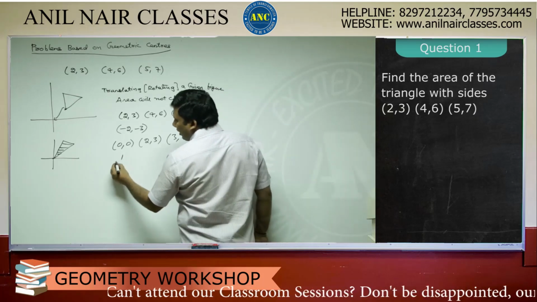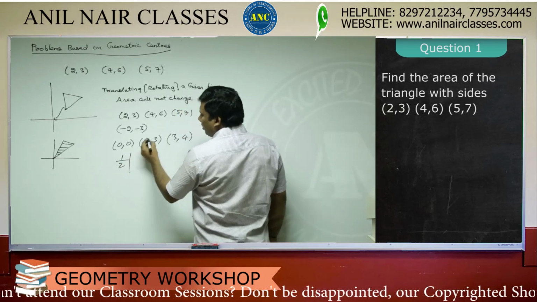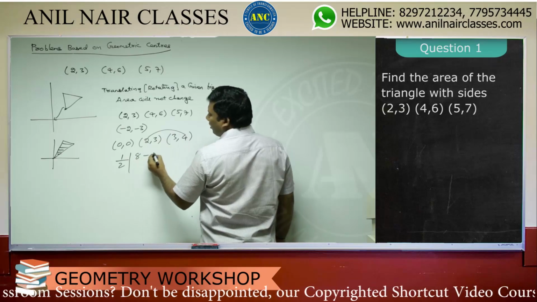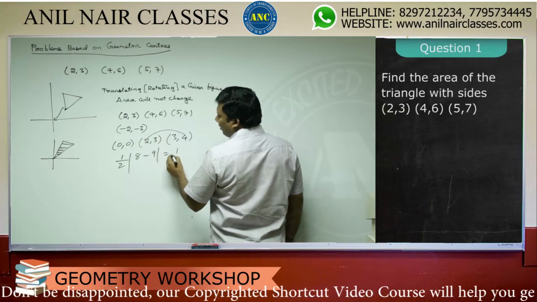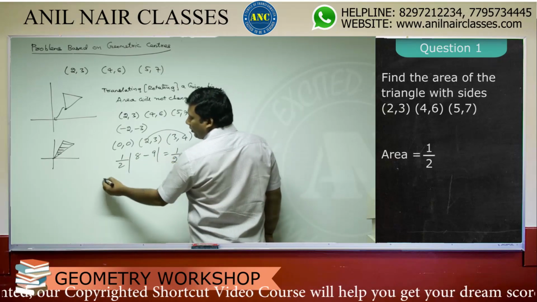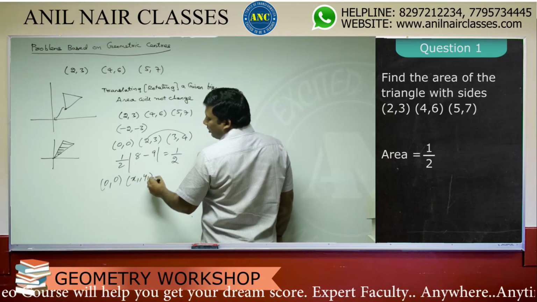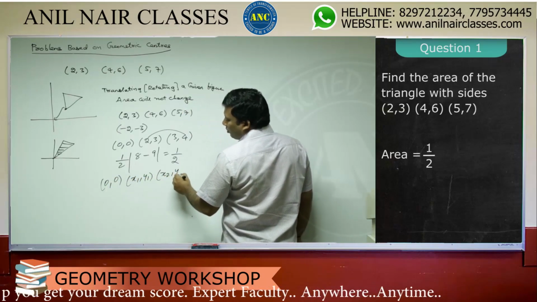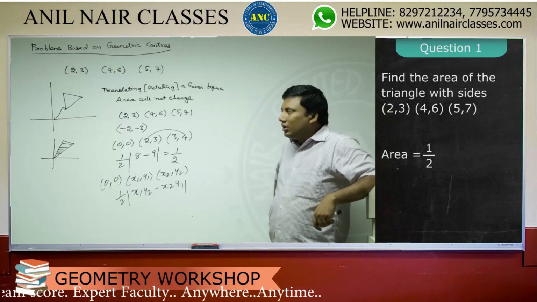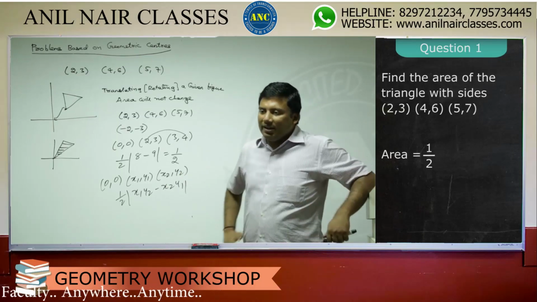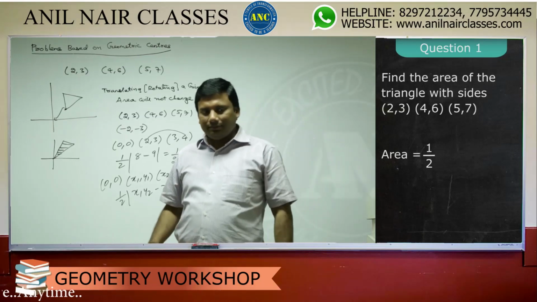What is the area of a triangle with one point 0, 0? Half of x1, y2 - x2, y1. So this, right, one more question. Find the area of the triangle.